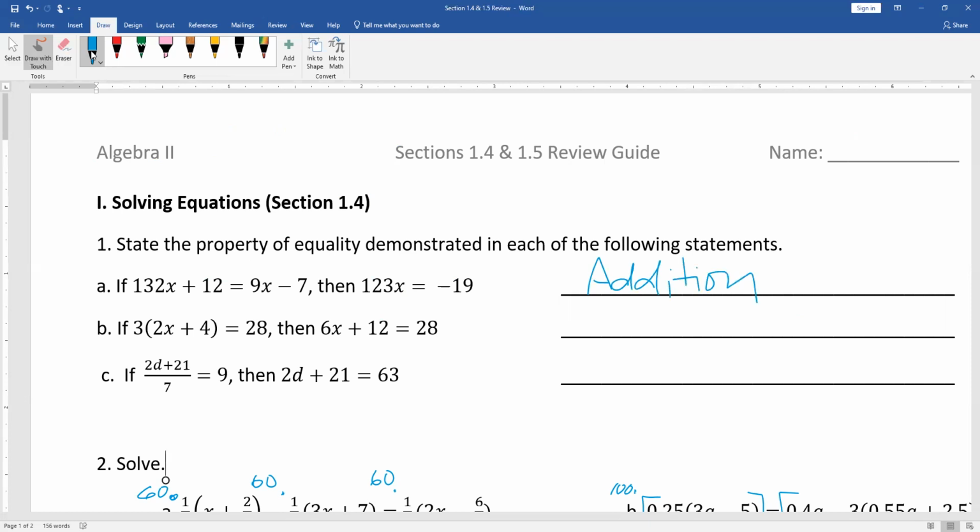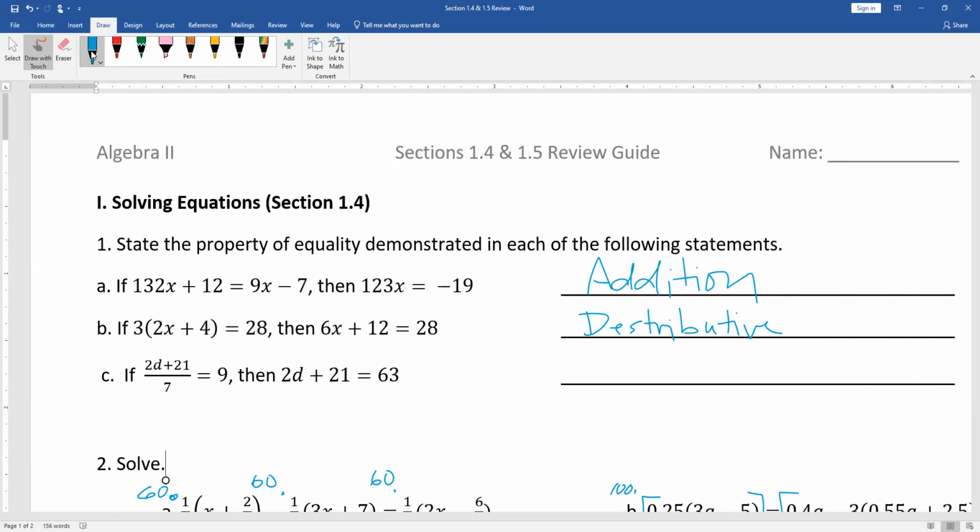Now in the second, we have 3 times 2x plus 4 equals 28. If that is the case, then 6x plus 12 equals 28. Then hopefully you can see that we have just distributed that 3 into the 2x plus 4. And so this is an example of the distributive property. Distributive, that's what that says.